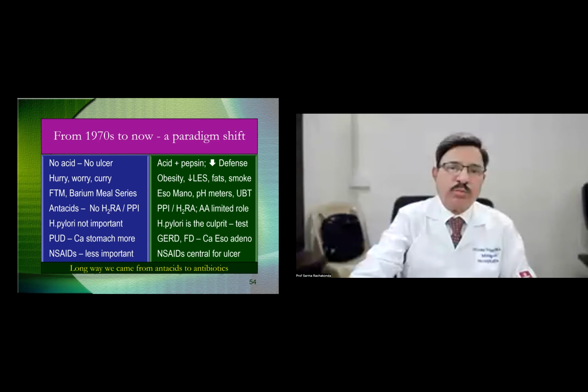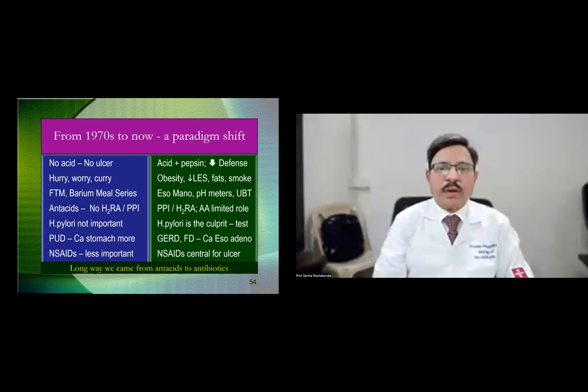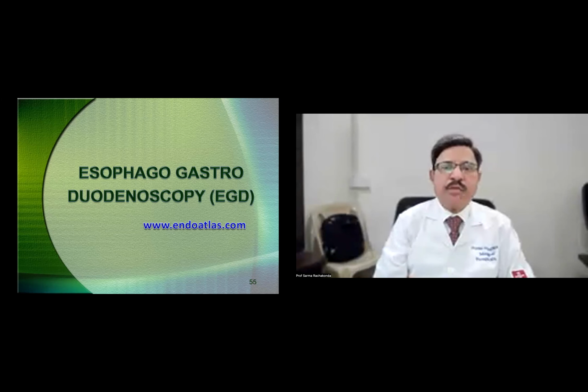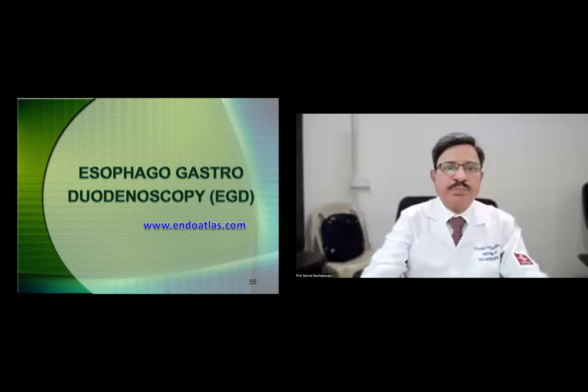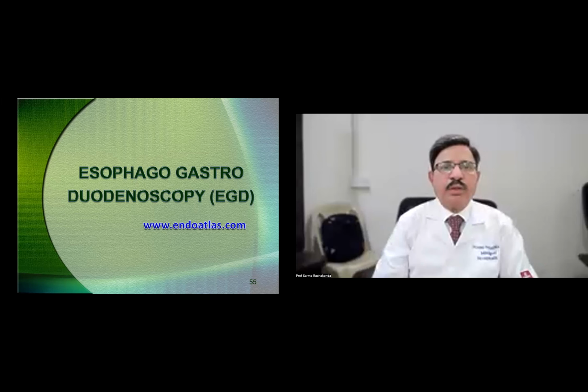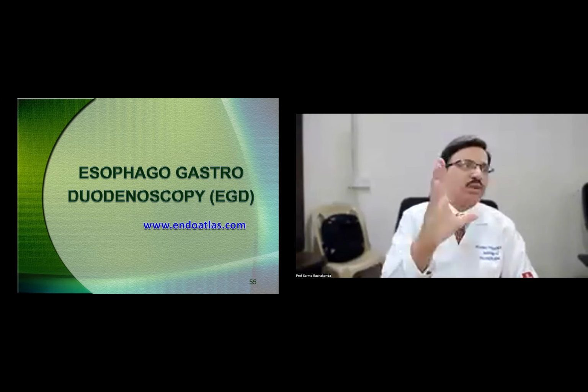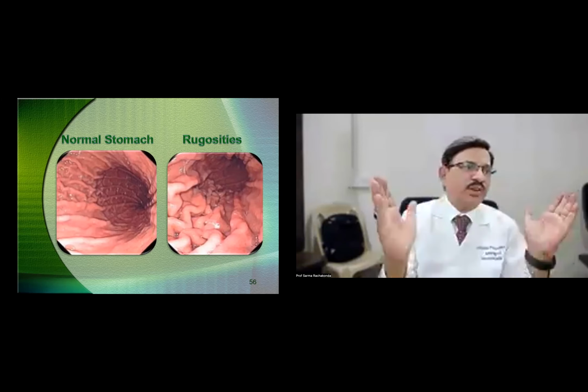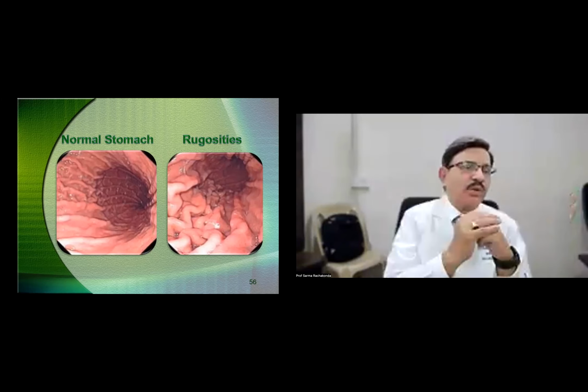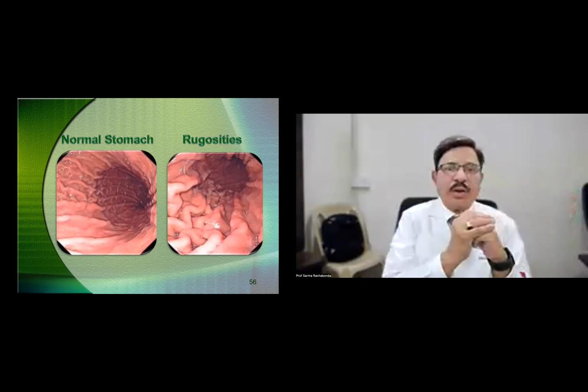I'm going to show some wonderful atlas pictures. This is from endoatlas.com. If you have time, you can go to endoatlas.com, where most of the endoscopic pictures are posted. I have sampled some of those pictures for you. Now you see the normal stomach on the left-hand side, and a close-up view of the rugosities. The stomach has all those folds. Why folds? When you take food, the stomach has to expand, and the rugosities help it expand.